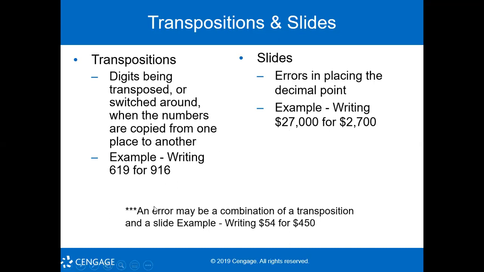And then it shows you down here that an error could also be a combination of these two things. So we could have transposed a number and had a slide error. It says an error may be a combination of a transposition and a slide. An example would be if we wrote 54, but it was supposed to be 450. So not only did we transpose the 4 and the 5, but we added an extra zero there, which would not be a good thing, right? Because then that account would be off $396 or whatever. So anyway, okay.